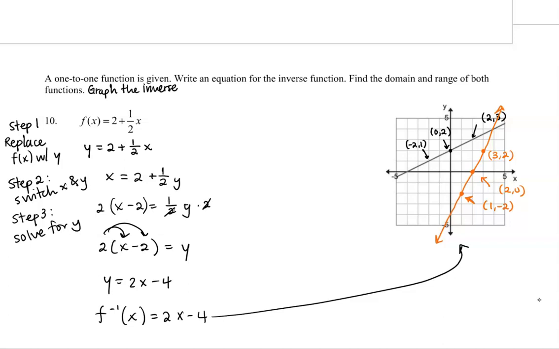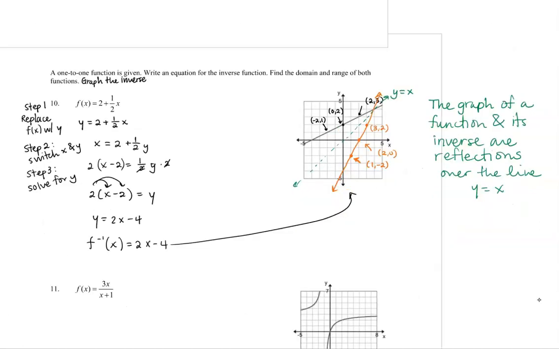And if you notice that these two lines have some symmetry, they do, because the graph of a function and its inverse are reflections of each other over the line y is equal to x. Last and not least, let's talk about the domain and the range for both of these functions.